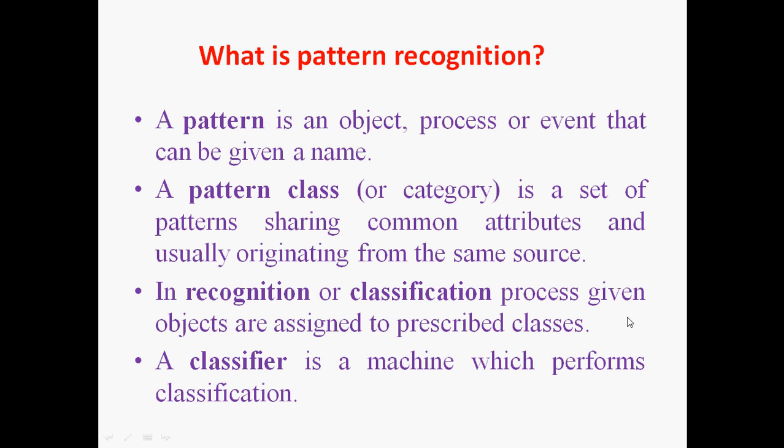In the recognition or classification process, given objects are assigned to prescribed classes. In our example, the process of reaching the decision that both images belong to the given class is called the recognition or classification process. And a classifier is a machine that performs classification.